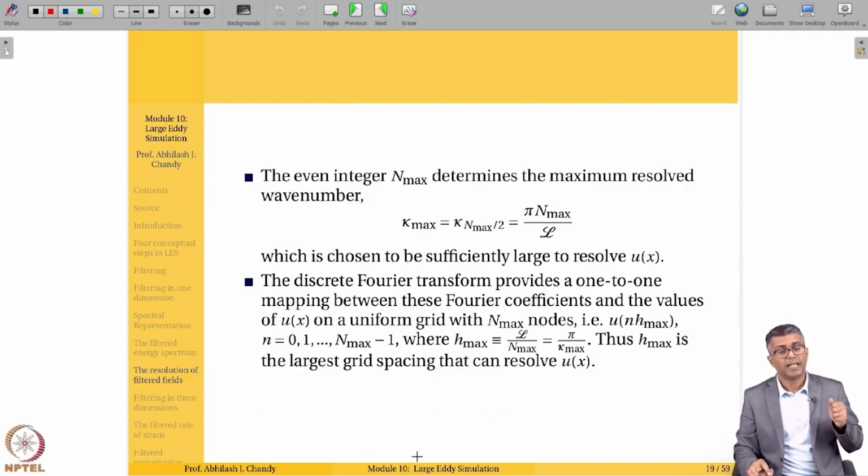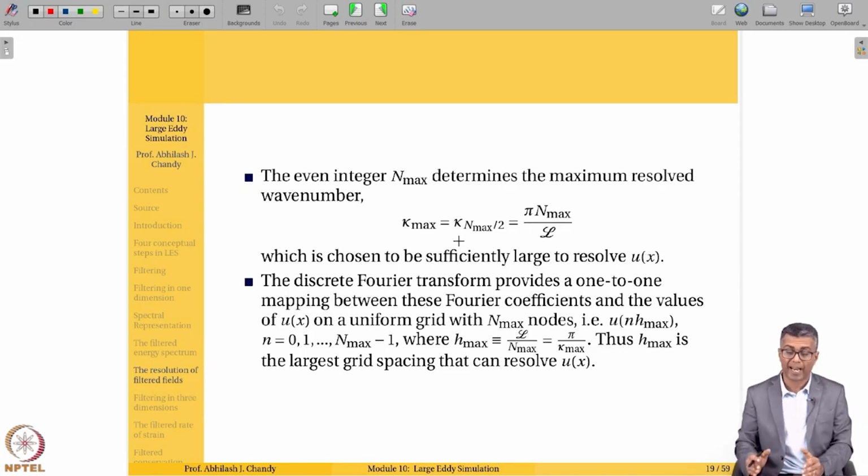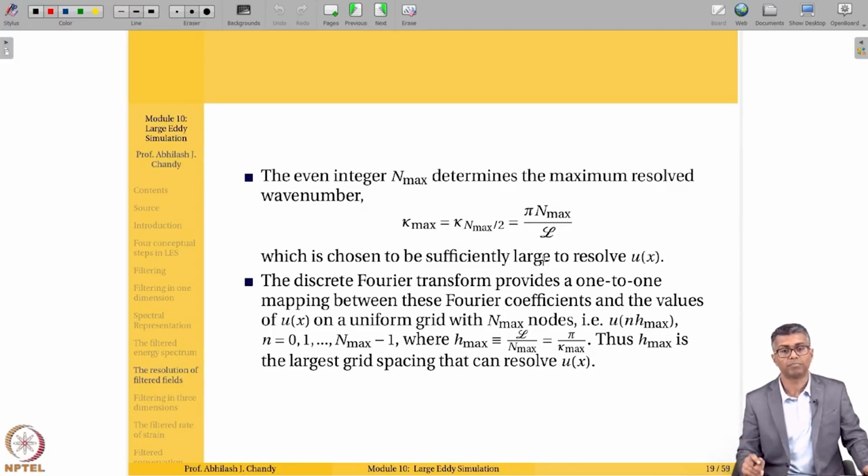Now, this even integer n max, as I was saying earlier, determines the maximum resolved wave number. If you are resolving the smallest length scale, it is going to represent the maximum resolved wave number. So kappa max is equal to kappa corresponding to n max over 2, isn't it? Because it is half and half, remember? So kappa max is pi n max over L, which is sufficiently large to resolve U of X. What does that mean? Resolving the Kolmogorov scale.